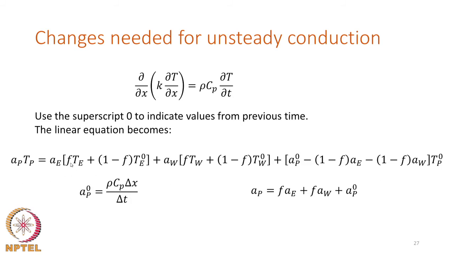And you have the variable f that is being used here with a particular intention. This f essentially will tell you whether, for any temperature at the neighboring location, we are going to use it from the previous time step or from the current time step. So, f is going to determine that, and we are going to then talk about that in a moment. The coefficients are then evaluated in the same manner as described earlier.